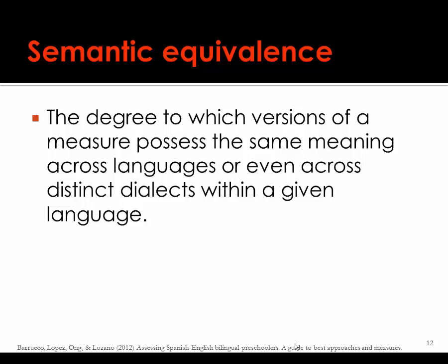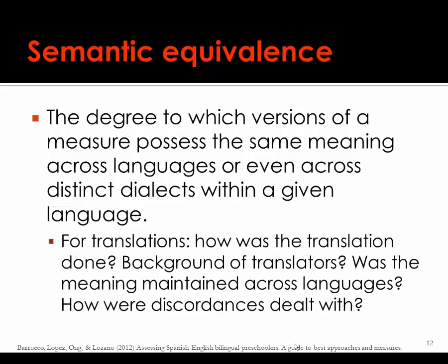So if we are doing a translation like that without considering the characteristics of the two languages, we are not really working with items that have semantic equivalence. As you can see, this is related to translations. So it's important when you are doing a translation, let's say you do a translation of a questionnaire, you want to make sure that the meaning is maintained across the two languages.